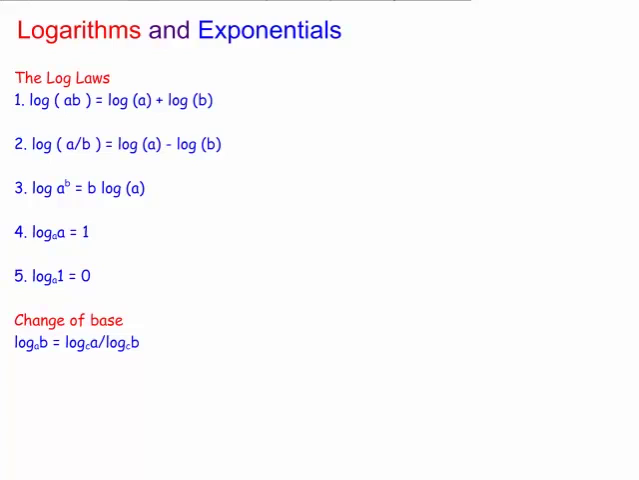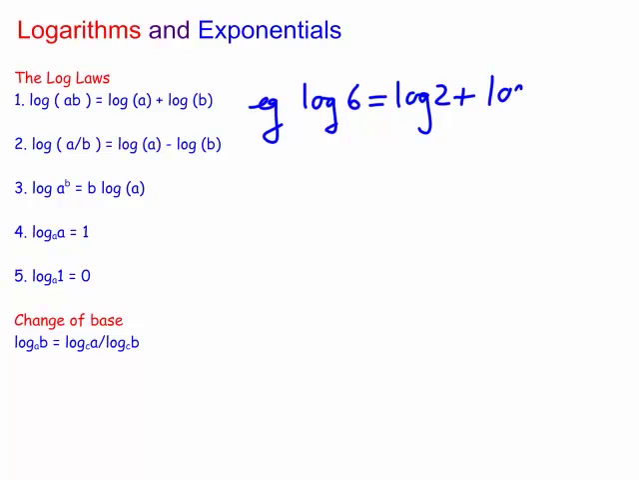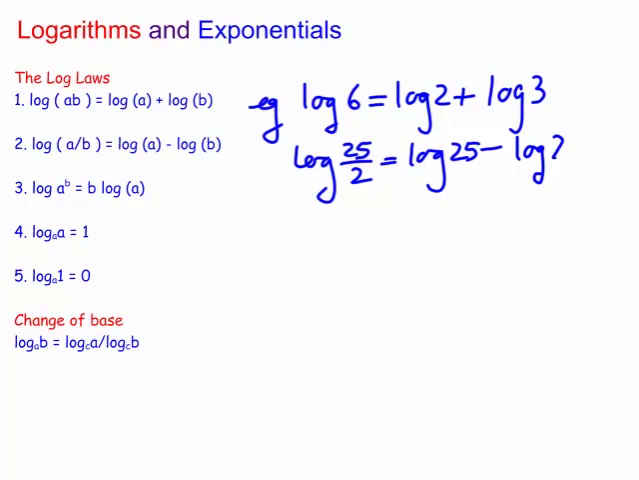So let's do some examples. What's the log of 6 could be written as what? The log of 2 plus the log of 3. Say base 10, it actually doesn't matter what base. Let's have a look at 2. So the log of, say, 25 over 2 could be written as the log of 25 minus the log of 2.